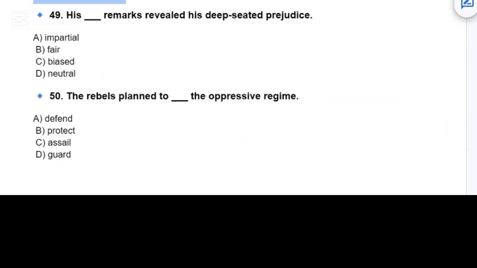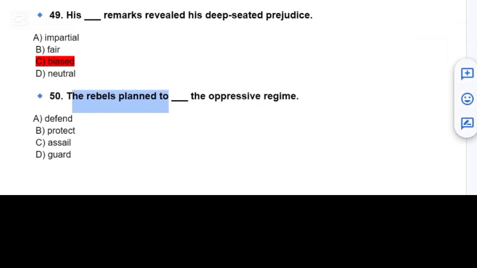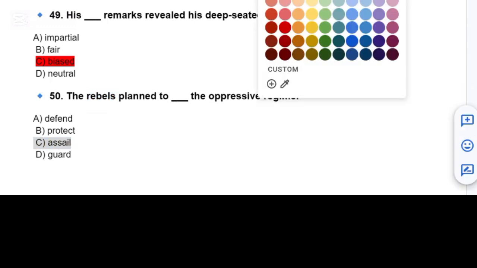His remarks revealed his deep-seated prejudice. His impartial remark, because his prejudice was shown, so he was showing biased remarks. The last but not least, the rebels planned to dash the oppressive regime. So the rebels planned to defend, protect, assail. Assail is the correct option here.